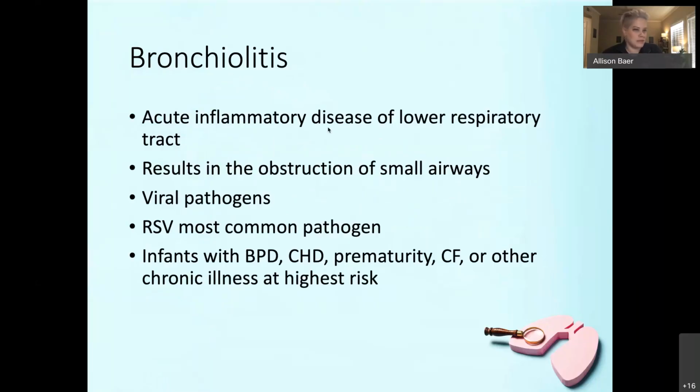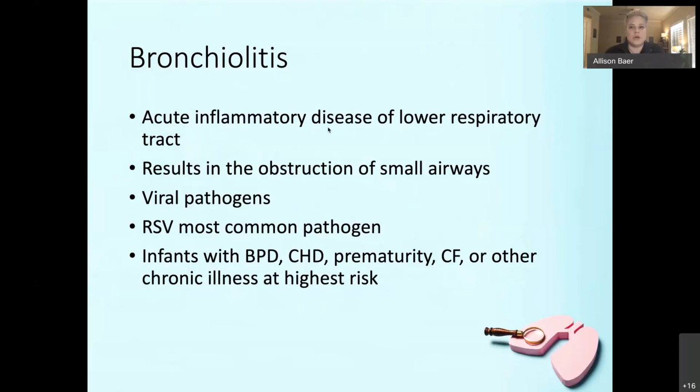All right, so moving on to something less scary and that we see a lot more often is bronchiolitis. So this is an acute inflammatory disease of the lower respiratory tract. In adults, we talk more about bronchitis, so that's the bigger bronchus airways. But kids usually have more of a problem further down. So those are the bronchioles. That's why it's called bronchiolitis.